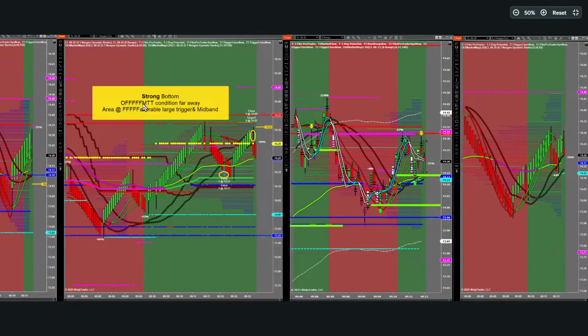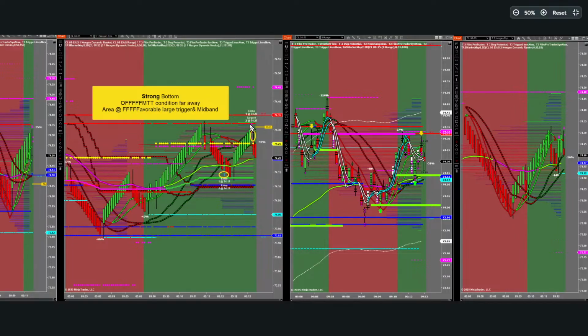Alex B. Strong bottom. That's all the momentum. Terminations in the distance. Favorable large triggers, pulls right back to the mid band inside, and you ride it right up to Fibonacci. Nicely done, Alex.